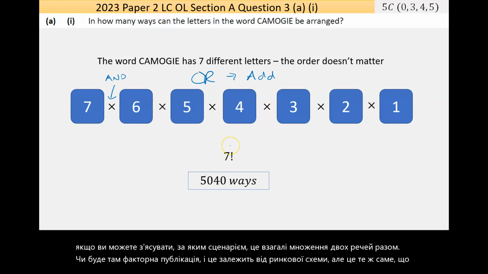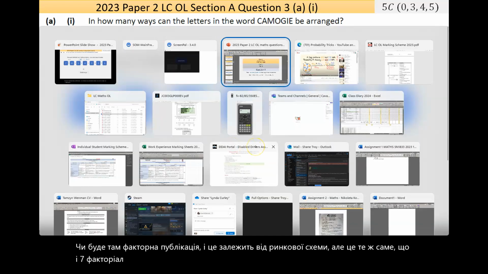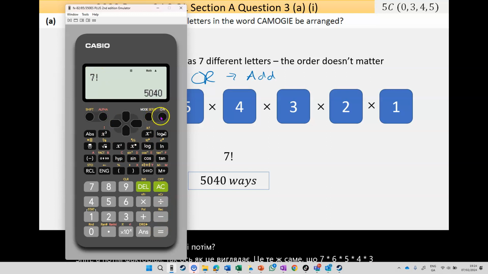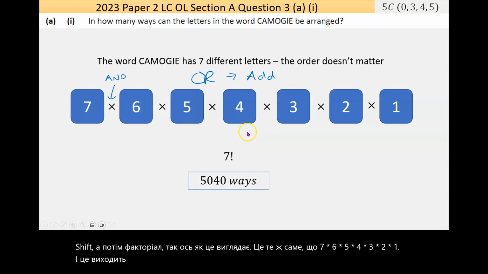Now, the factorial button on the calculator, where is it? Sorry. So 7, and then it's the shift, and then factorial. So that's what it looks like. That's the same thing as 7 times 6 times 5 times 4 times 3 times 2 times 1. And that comes out at 5,040. So there are 5,040 ways to rearrange those letters.